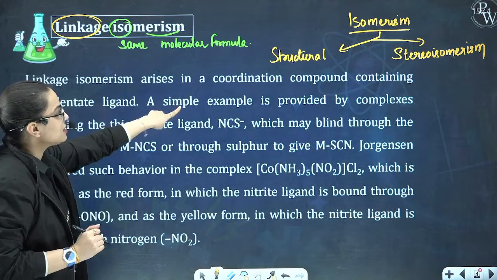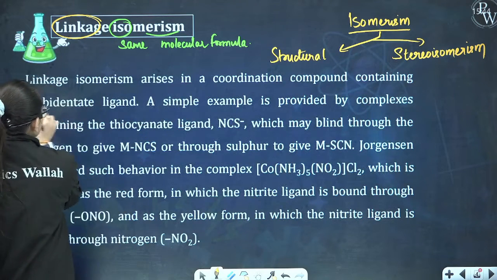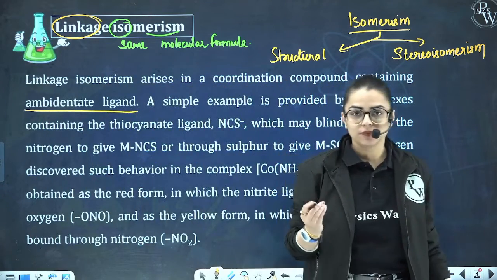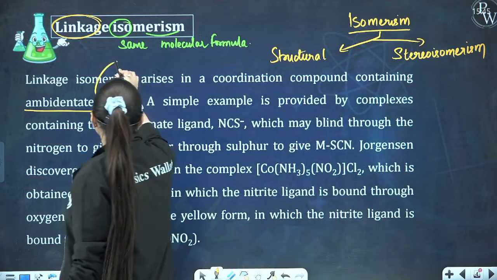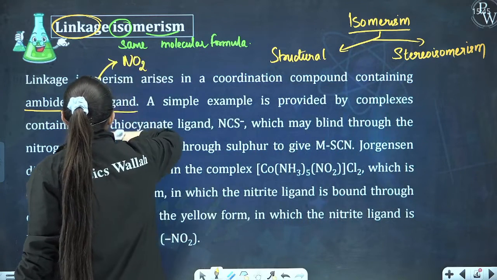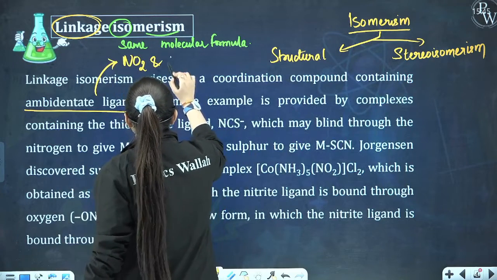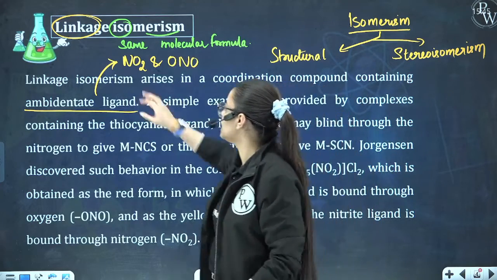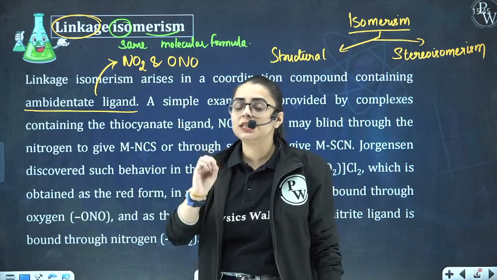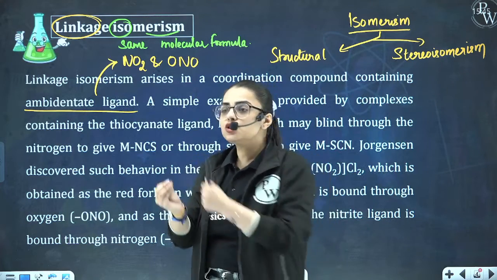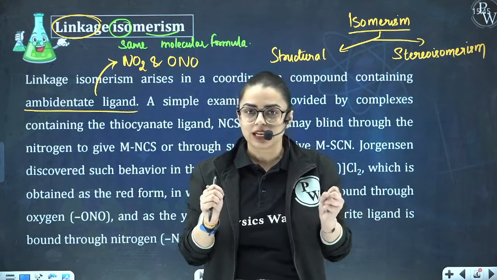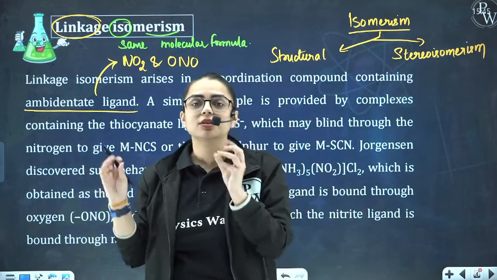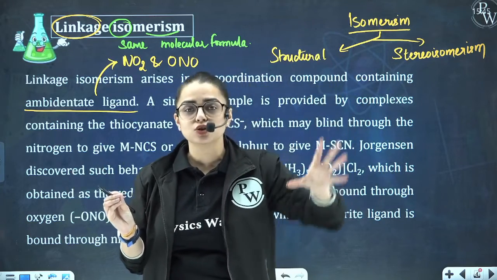Linkage isomerism arises in coordination compounds containing ambidentate ligands. Now this is really very essential. Ambidentate ligands are the ones which have more than one donor site. For example, NO2, and we can also take ONO. They are basically ambidentate ligands. How come? If I am writing NO2 as a ligand, that means nitrogen is the donor atom that is donating its electrons and making a bond with the central metal atom. But if I talk about ONO, that is again NO2, but written in a way where oxygen is now donating its lone pair of electrons to the central metal atom.